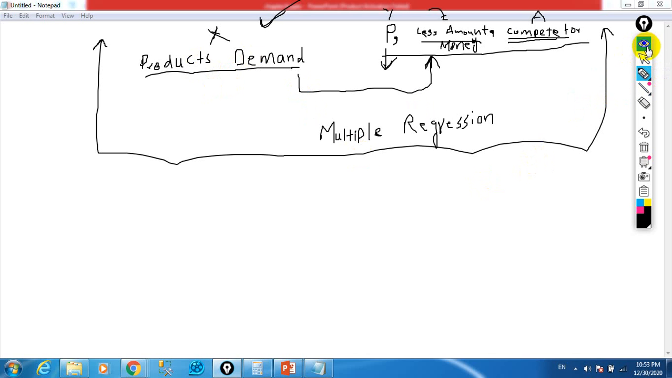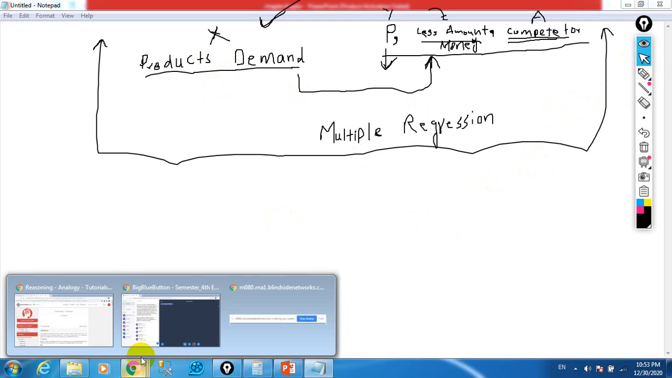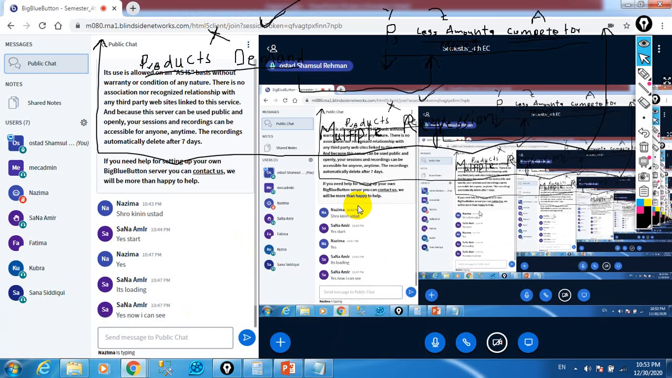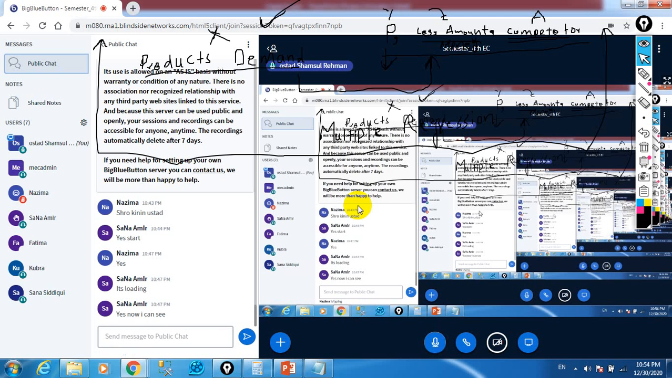If you have any question related to simple regression and multiple regression, you can ask. Any question related to simple regression and multiple regression? Multiple regression, let me check if you have it in this book.